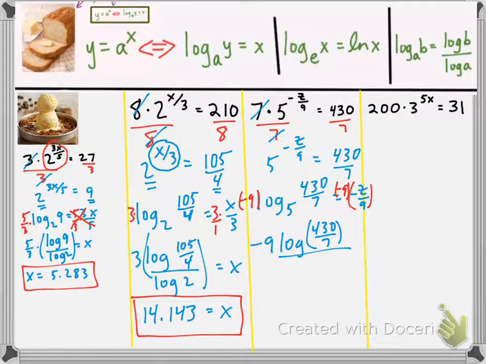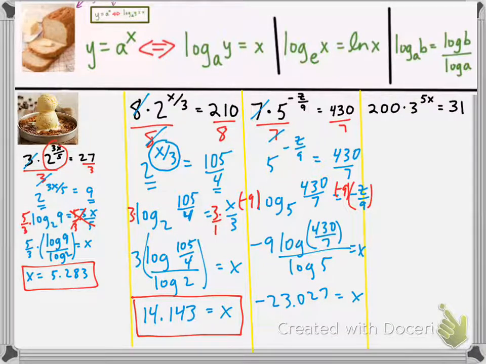When we multiply both sides by negative 9, we get on the left-hand side negative 9 times log of 430 over 7 over the log of 5. That's equal to x. Negative 9 times log 430 divided by 7, and then we divide by log of 5. And we get negative 23.027. Negative 23.027 is equal to x.